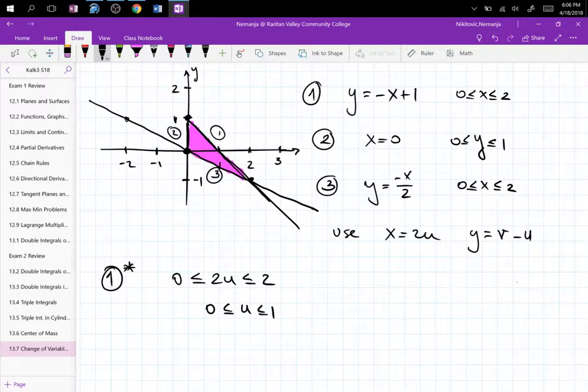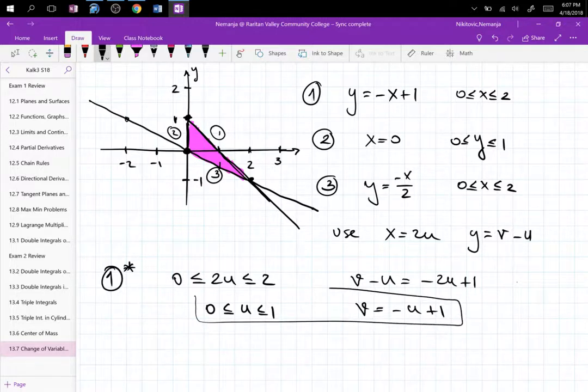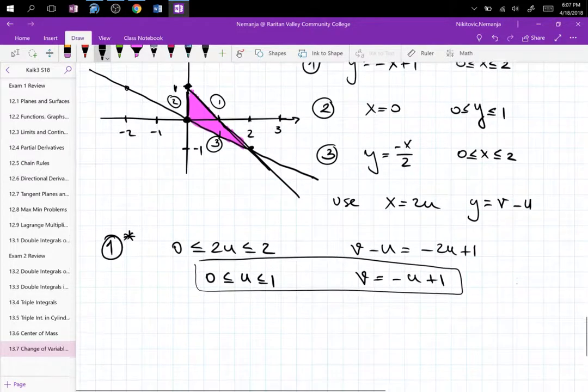And then I have y and x. So now what's y? Y is v minus u. And what's x? X is 2u, so negative 2u plus 1. You can solve this for v. So v is equal to negative u plus 1. So over here I have my first pair. As you can see, everything is in uv, and that's the new space.